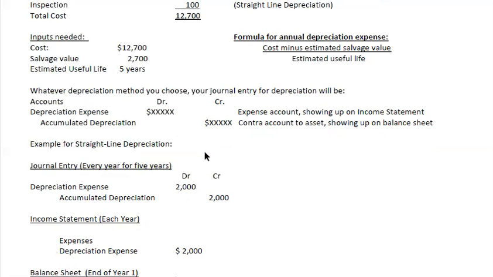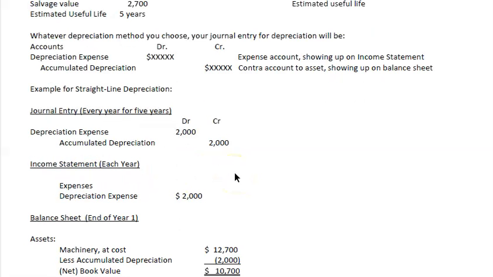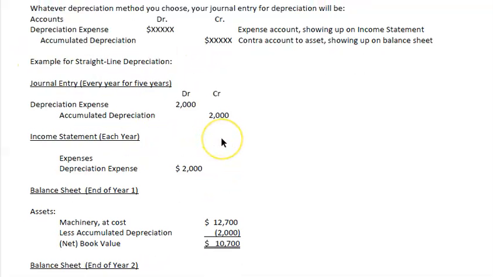All right, so let's take a look. The journal entry every year for 5 years: we're going to debit depreciation expense and credit accumulated depreciation. There's our journal entry. We just took our journal entry here and plugged the numbers in. Okay, the income statement is going to show what? Depreciation expense on this piece of equipment of $2,000 every year for 5 years.